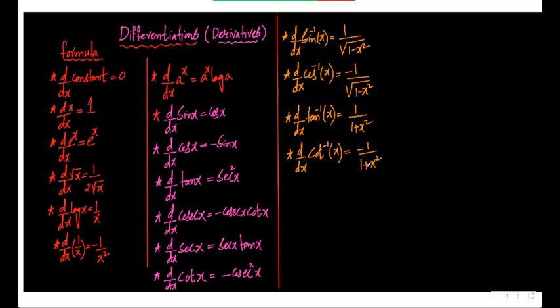Two more are there, that is d by dx of sec inverse of x and cosecant inverse of x. That is not used, so I am not writing it. Whatever is required, that we have to write. d by dx of sinh x, the hyperbolic function, is equal to cosh x, and d by dx of cosh x is equal to sinh x. There is no minus concept here in the hyperbolic function.